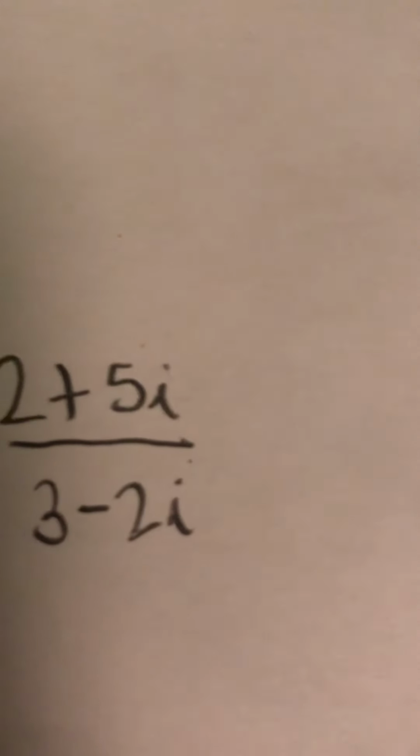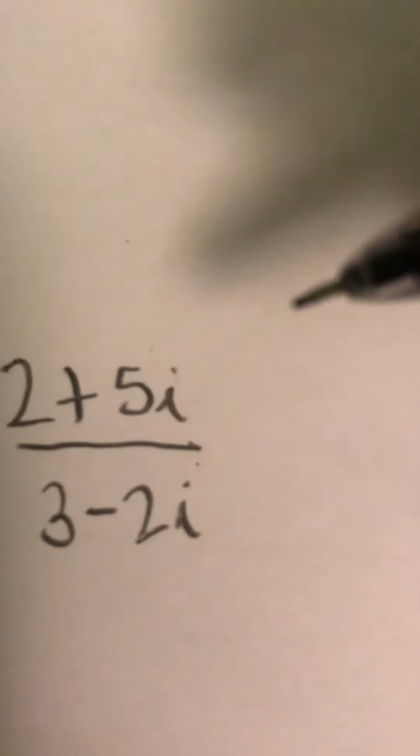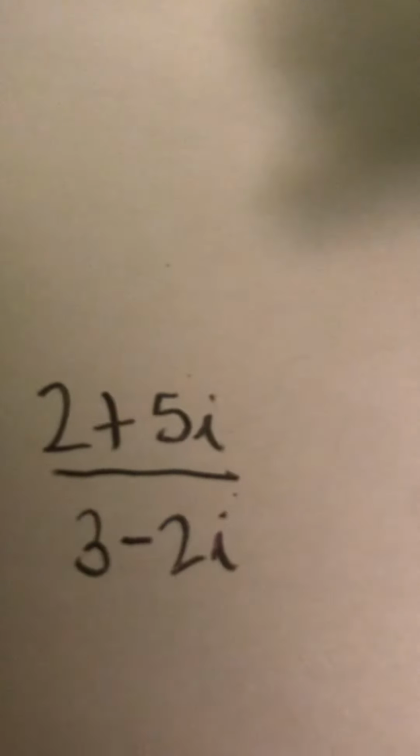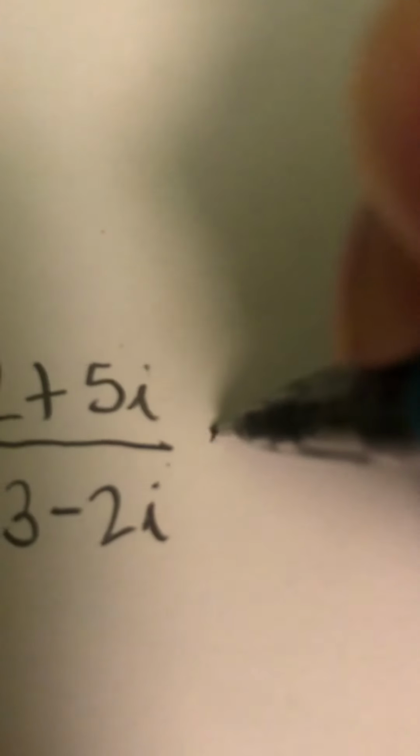Okay, so we're gonna go ahead and simplify this. It's a division of complex numbers. So what you're gonna do is multiply by the conjugate. Now what that means is, if I have 3 minus 2i, the conjugate is gonna be 3 plus 2i, right? So I'm going to multiply on top and bottom by 3 plus 2i.